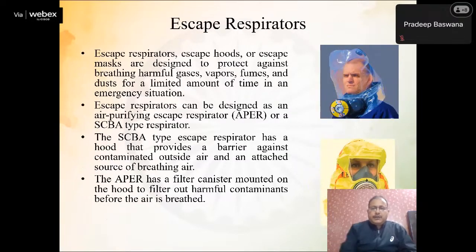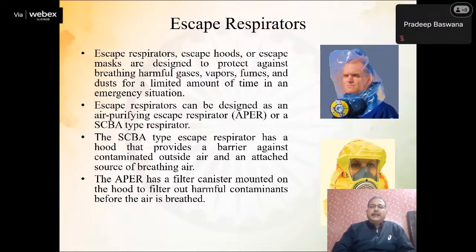Now, escape respirators, you can see the figure, the yellow one and also this open one. Escape respirators, or escape hoods or escape masks, are designed to protect against breathing harmful gases, vapors, fumes, and dust for a limited amount of time in an emergency situation. It is not that you can go and respond very frequently. It is only for saving yourself in case of any hazardous vapor, fumes or harmful gases.